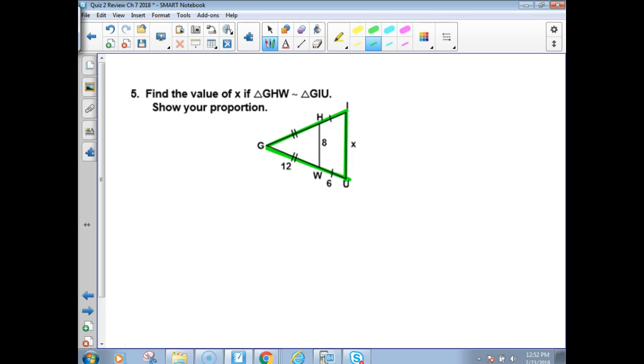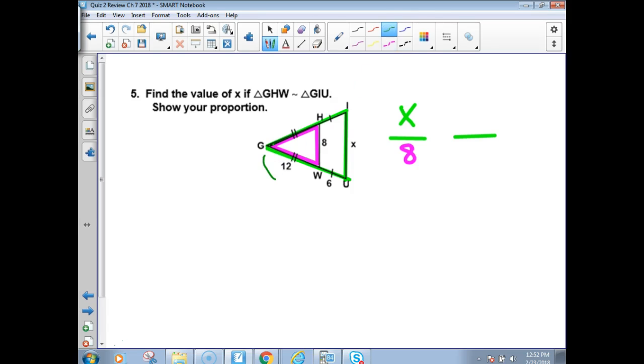So if I'm going to compare X to something, I'm going to have to compare it to another piece of that triangle. Now, the 12 here is part of this smaller triangle, and so is the 8. Now, I know most of you would start right off and go X is to 8 as, and then you might make a mistake and write 12 over 6 or 6 over 12, which isn't going to work for you. I need to find out that entire green side there.